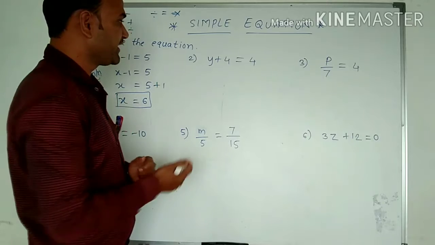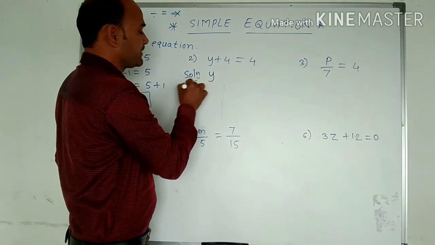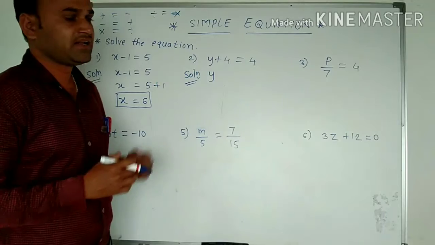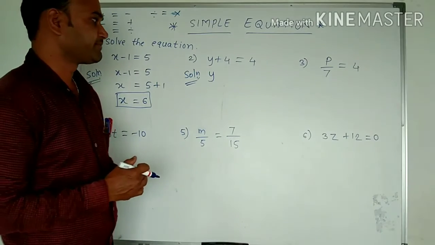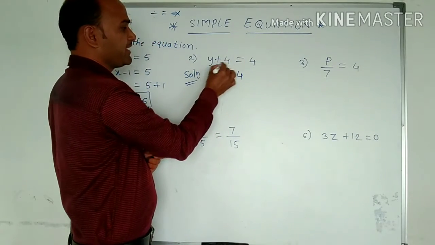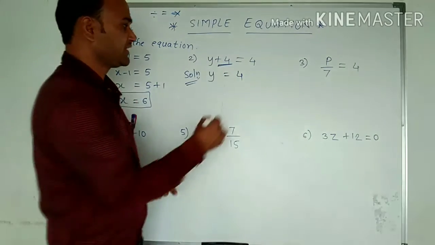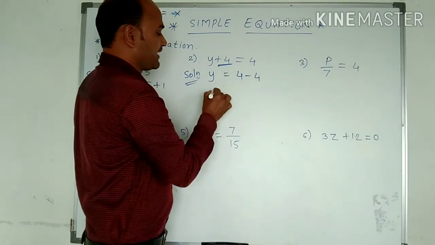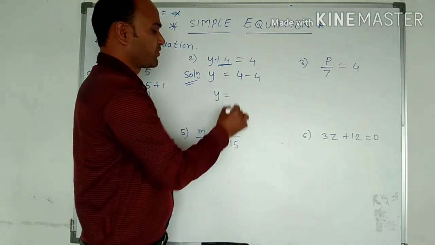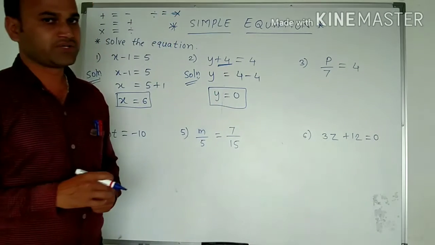Here what we can do, we have to transfer the numbers to one side and the alphabets to the other side. Let me see, that 4 is already there. We are going to transfer plus 4, and that plus 4 becomes minus 4. As we know, 4 minus 4 becomes 0. The value of y becomes 0 here.